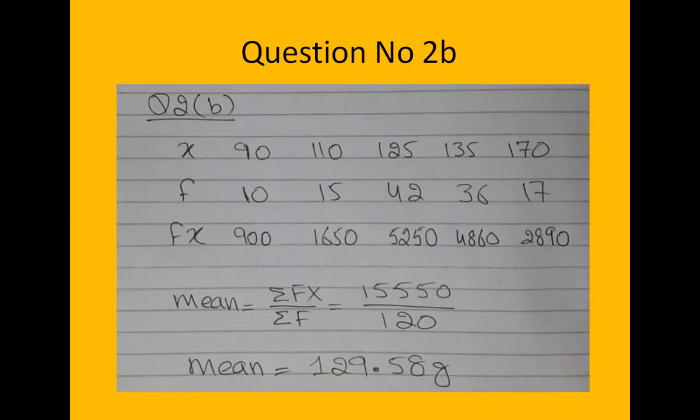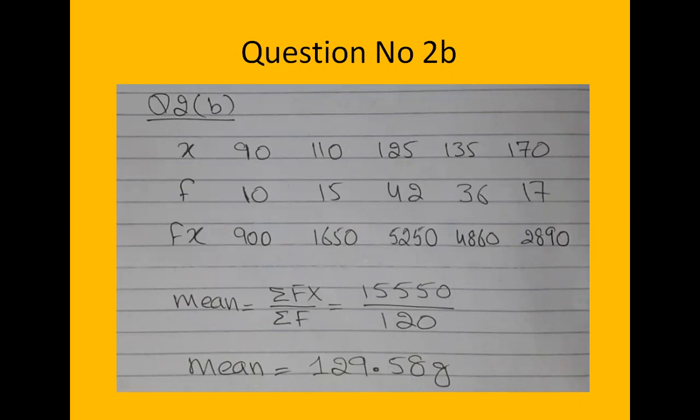15550. In the same way, summation f means you add up all the frequencies. In your calculator, you write 10 plus 15 plus 42 plus 36 plus 17, and that will be 120. Summation fx divided by summation f is the mean. So 15550 divided by 120 equals, and the mean mass will be 129.58 gram.